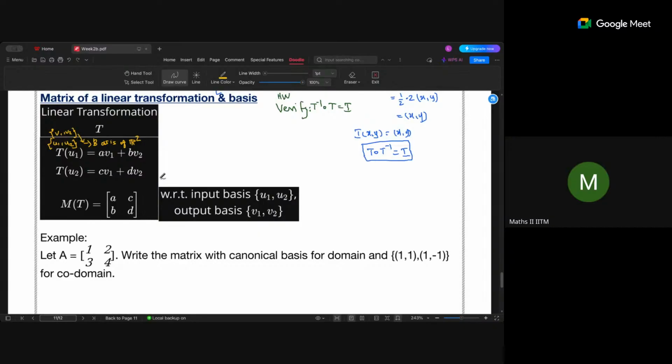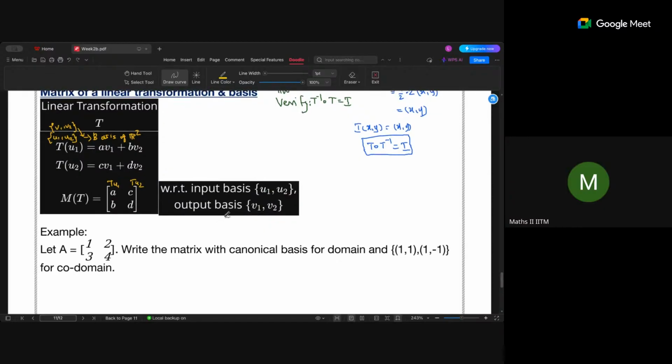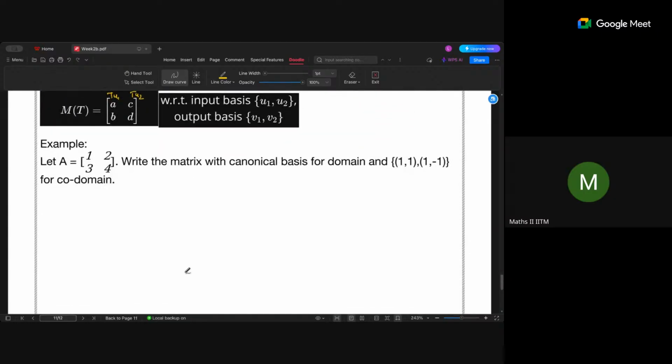Okay, and you are writing it like this. So this is TU1 and this is TU2 in terms of V1 and V2. So we say this is the matrix with respect to this input basis and this output basis. Previously, both the input basis and the output basis we considered were the canonical basis. Now we can do it with different bases also. So let's try with some example here. Let's say this is a matrix. Write the matrix with the canonical basis.